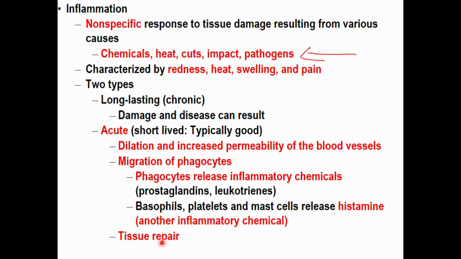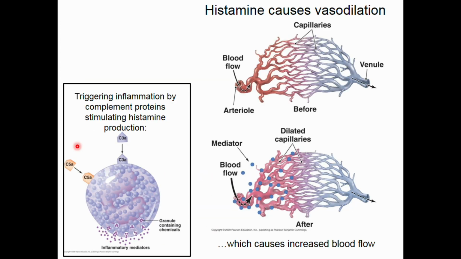Basically, what we're going to talk about is what we have on this slide. First of all, we know that when complement is activated, it will then activate basophils to release histamines. There are other inflammatory responses such as prostaglandins and leukotrienes, which are very interesting, but for the purpose of this class, let's just stick with histamine. Histamine is an inflammatory molecule, not an anti-inflammatory. I misspoke there. So after the complement occurs, histamine is released.